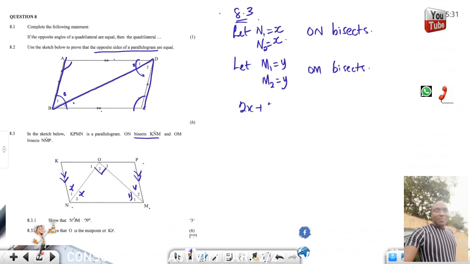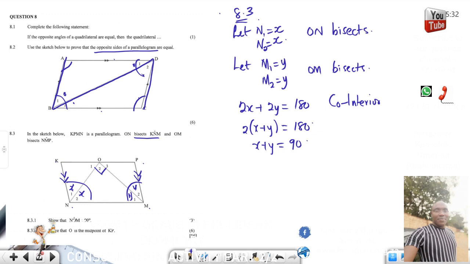Can we then say 2X plus 2Y, do you understand why it's 2? Co-interior angles equal 180. 2 into bracket X plus Y equals 180. So X plus Y equals 90.